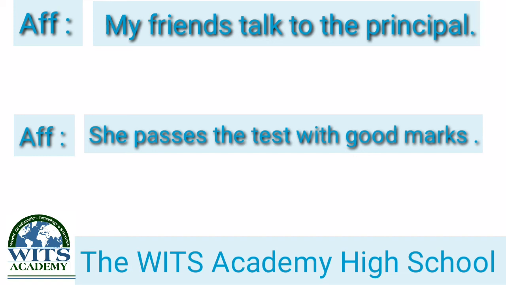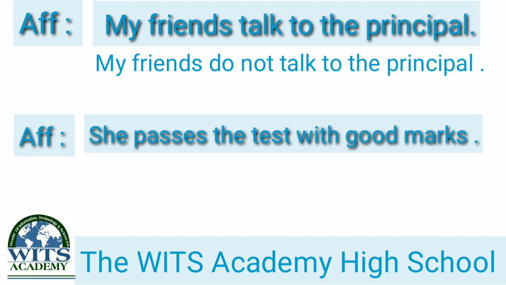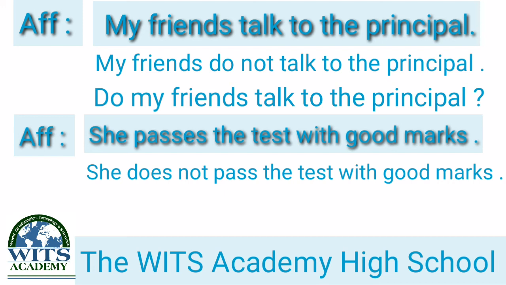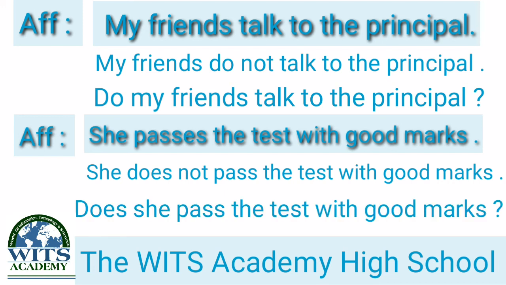Look, the sentence in which the verb has no addition, there we use do not, as in: my friends do not talk to the principal. And the sentence in which the verb has addition, there we use does not, and remember that after using does not we remove the addition from the verb, as in: she does not pass the test with good marks. Okay? And to make an interrogative sentence we simply use do or does at the start of the sentence, as in: do my friends talk to the principal? And does she pass the test with good marks?